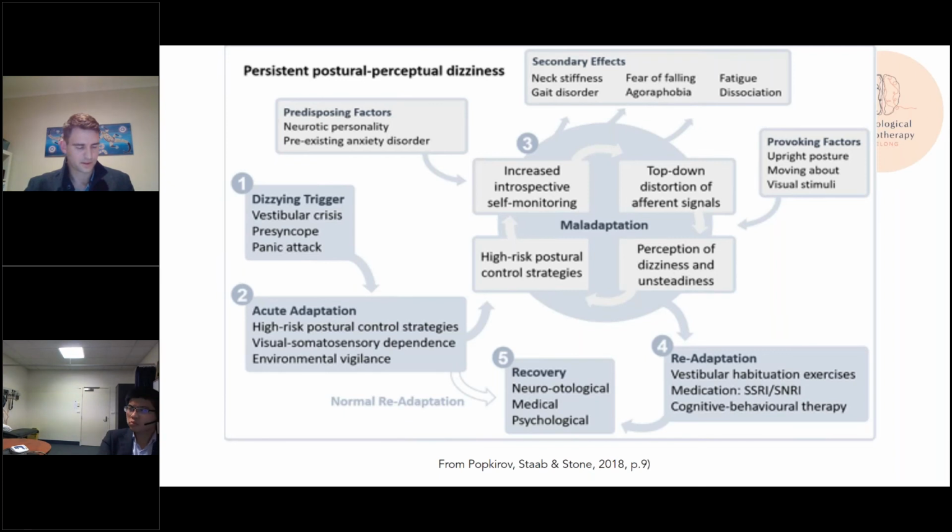So having both conditions, an episodic condition in migraine, providing regular provocation, can make readaptation towards normal function very challenging for the patient.